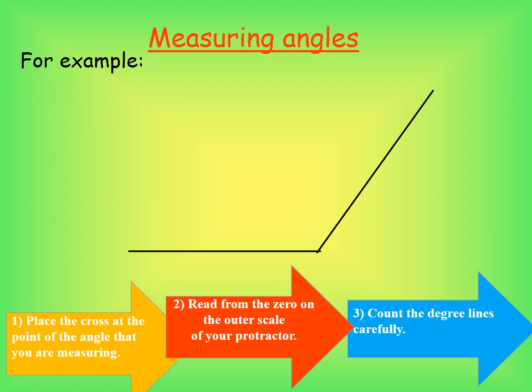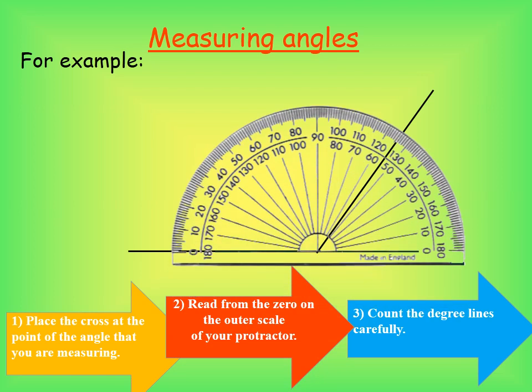We need to use the protractor. Okay, first we have to place it properly. And how do we place it properly? We place the cross exactly at the point of the angle we are measuring. Okay, so here the point is exactly on the angle. Then we read from 0. Where is the 0 here? Yes, go with the line for this angle, and this is 0.